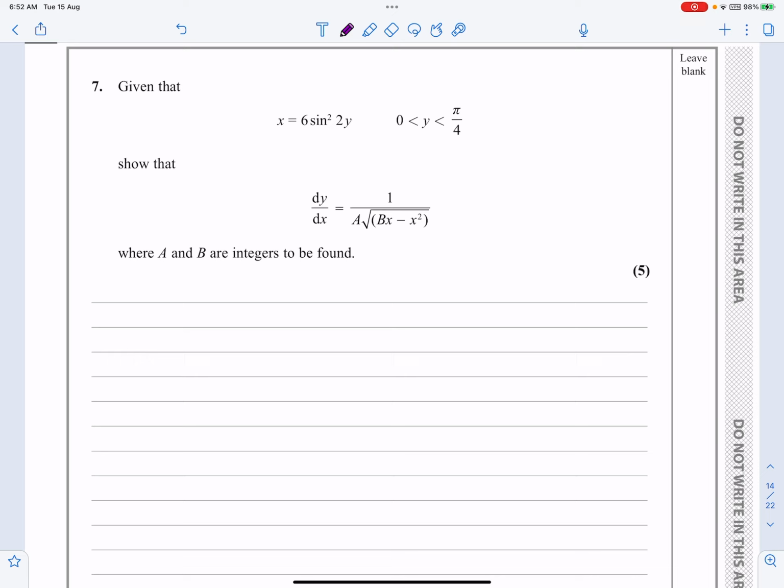So we've got our function x equals 6 sine squared 2y, and what they've asked us to find is dy by dx. All I'll be able to find is dx by dy, but then that's okay, I can just flip that upside down. Let's just do a quick reminder of how the chain rule works, because we're going to be using the chain rule on this one.